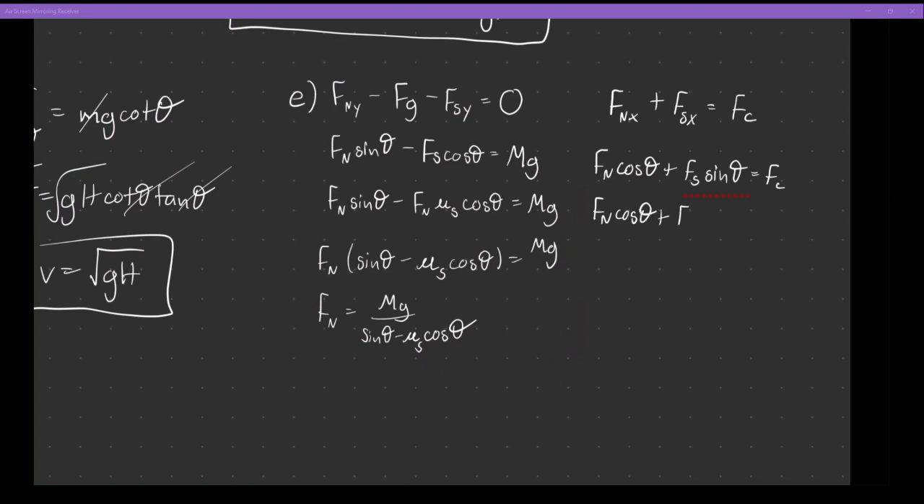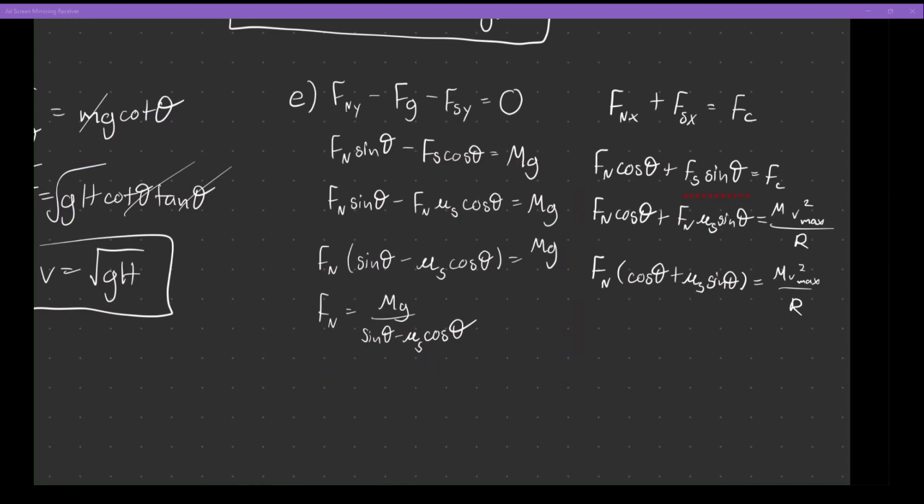Plus, this is just F_n mu_s sine theta equals, I'm going to expand F_c into M v_max squared over R. This should be a capital M because the object has a mass of capital M, and a capital R. And so I can pull out F_n, which gives cosine of theta plus mu_s sine theta, equals M v squared max over R.